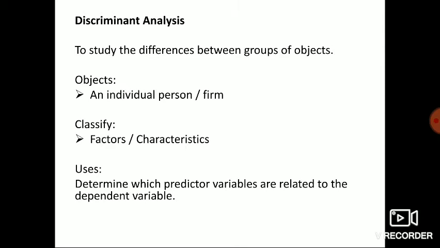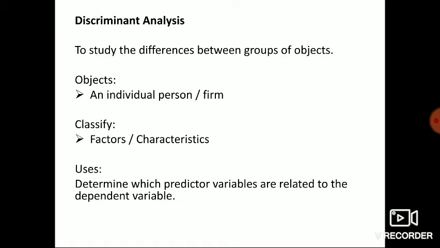The third multivariate analysis is discriminant analysis. In order to study or measure the differences between groups, we go for discriminant analysis. For example, the groups of objects may be individuals, people, or any firm. In order to identify the differences among people, or among various firms in the industry, we can study through discriminant analysis. Based on its classifications, we can identify its differences.